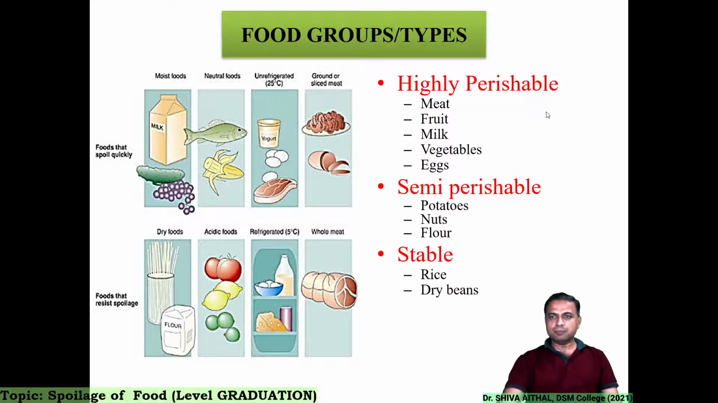We can call them highly perishable foods. Because the moisture content is high and the temperature is ambient, the microorganisms will lodge and multiply greatly in that. Foods that resist spoilage can be called semi-perishable or stable food. As the moisture level goes on decreasing, there will be less chance that the microorganisms will grow on that. So dry foods, also fruits, acidic foods, refrigerated foods below 5 degrees centigrade, whole meat, these are semi-perishable or you can call them stable foods.